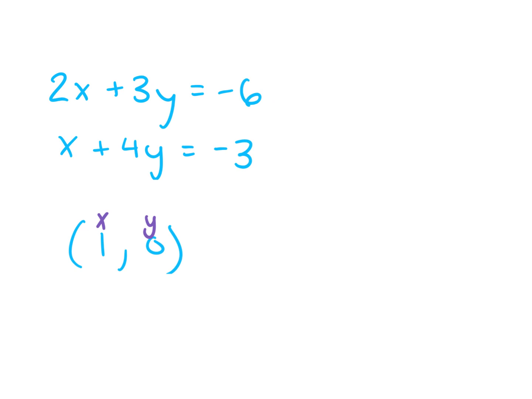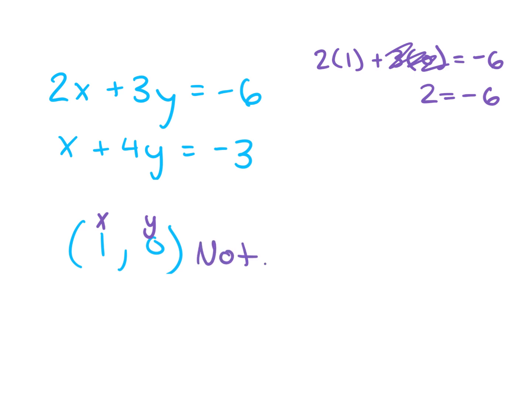So I have 2 times 1 plus 3 times 0 is equal to negative 6. So 3 times 0 is just 0. 2 times 1 is 2. Does 2 equal negative 6? No, so what does that mean? Not a solution. This would not be a solution. What if it was yes? Then what would I do?